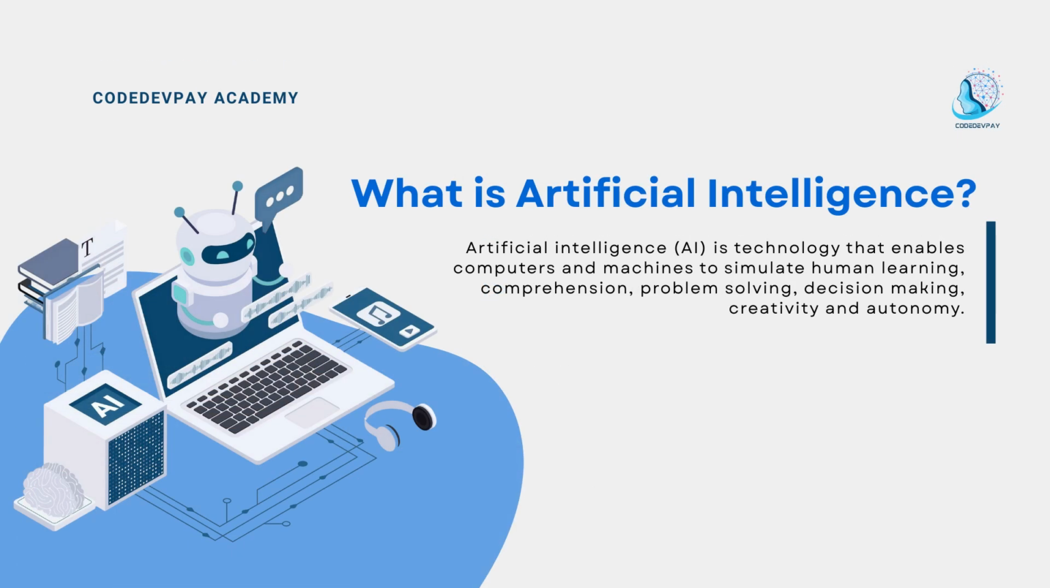Now, let's get started. So, what is artificial intelligence? Artificial intelligence is the ability of machines or software to perform tasks that normally require human intelligence. In other words, we can go further and explain that AI is a technology that enables computers and machines to simulate human learning, comprehension, problem solving, decision making, creativity, and autonomy.